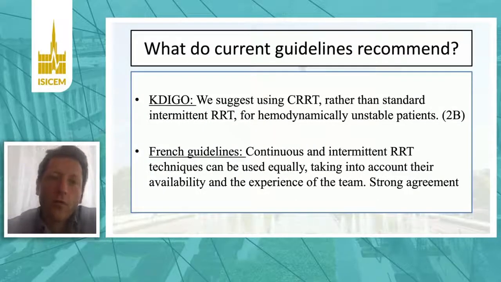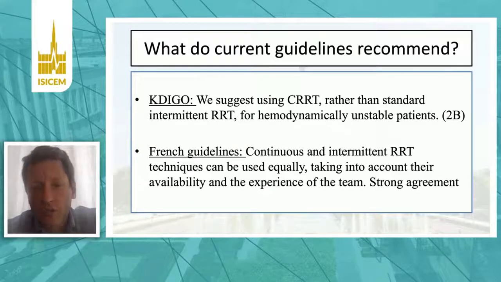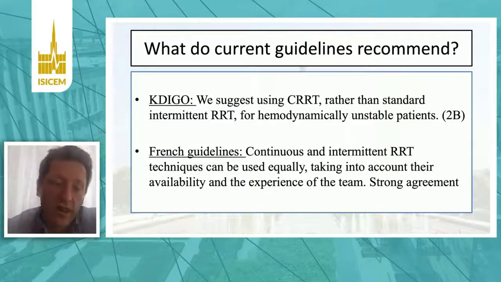So what do the current guidelines recommend? The KDIGO guidelines, published in 2012, suggest using continuous renal replacement therapy rather than intermittent for hemodynamically unstable patients. However, French guidelines say that continuous or intermittent RRT techniques can be used equally, taking into account their availability and the experience of the ICU team.